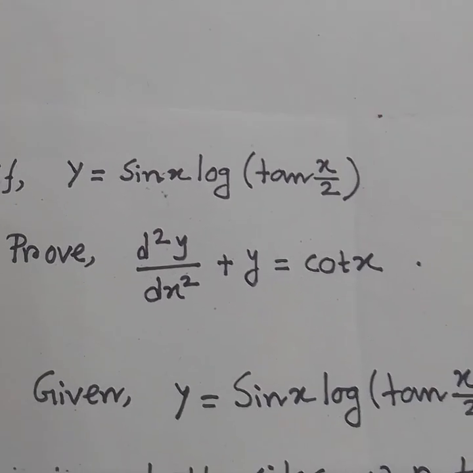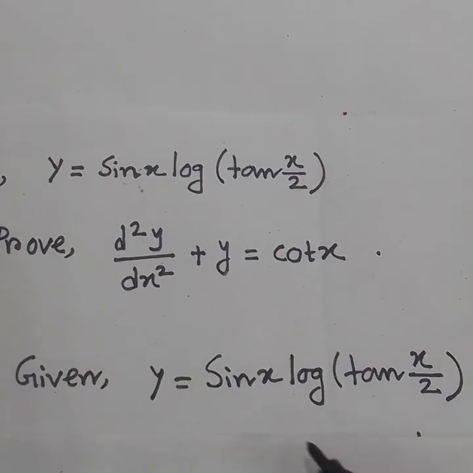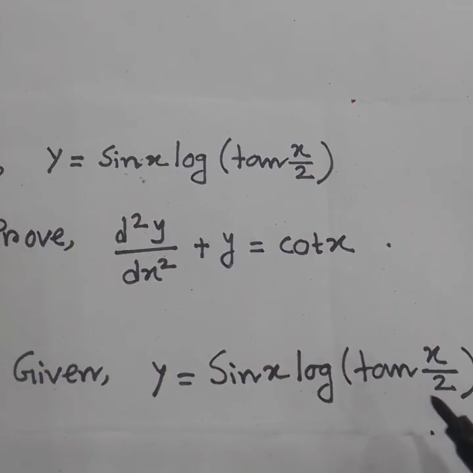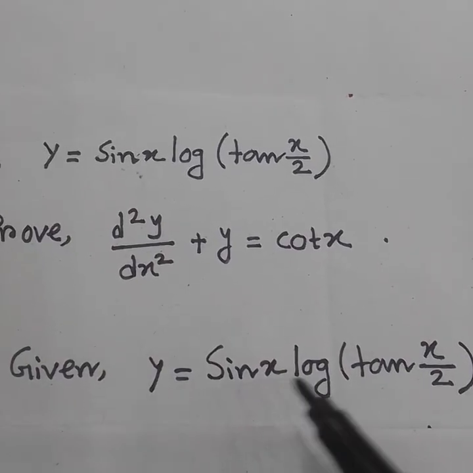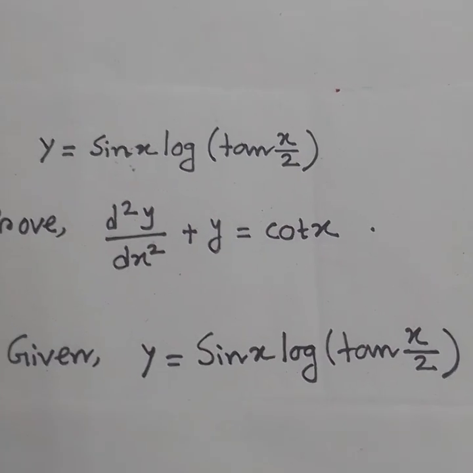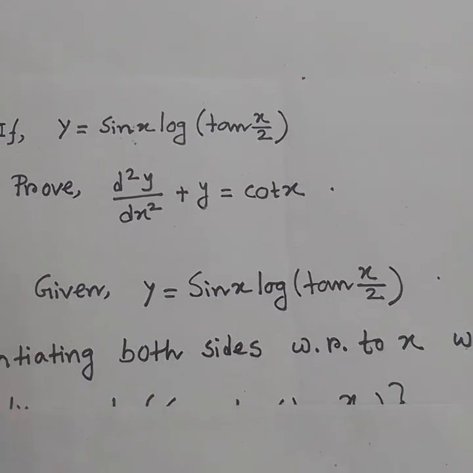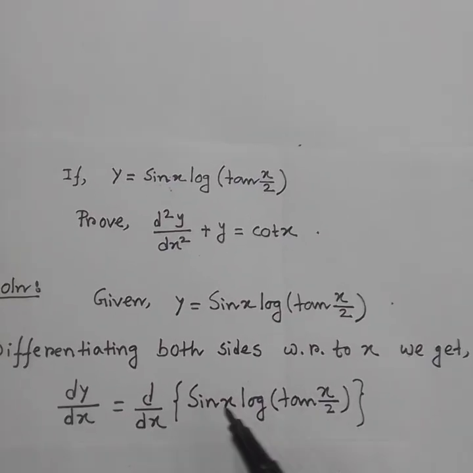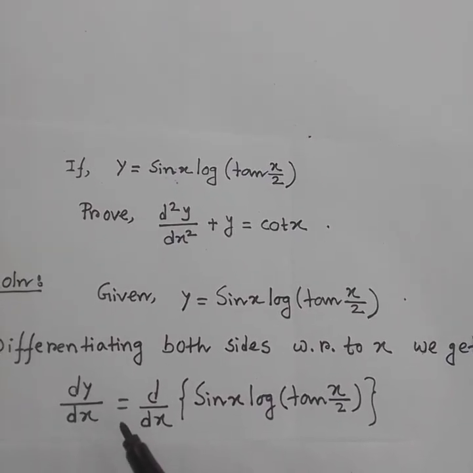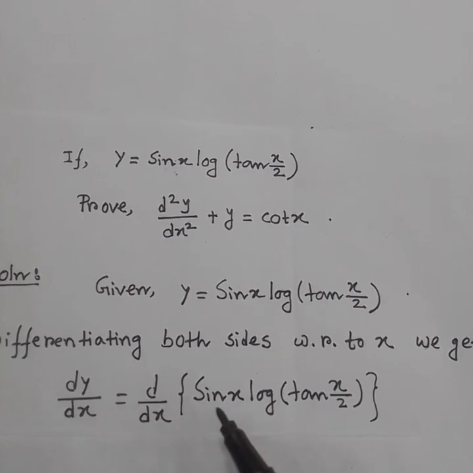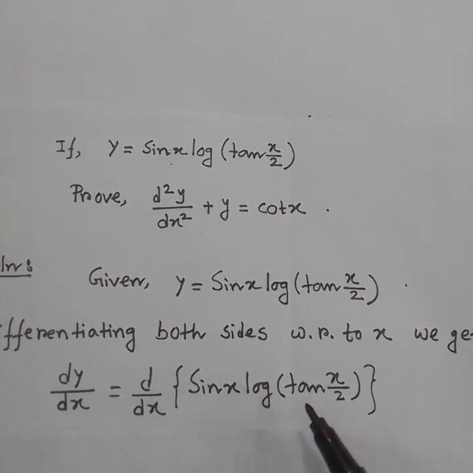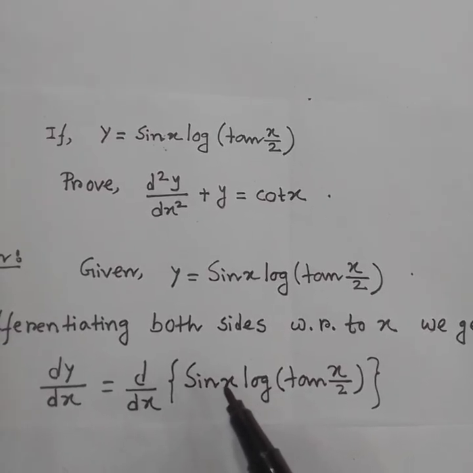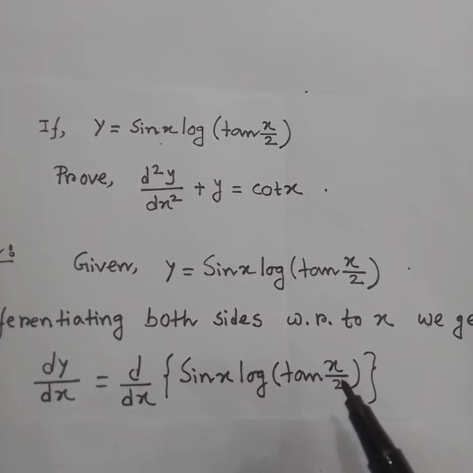First, we have given that y equals sin x into logarithm of tan x by 2. Now we will differentiate both sides with respect to x. So differentiating both sides with respect to x, we get dy by dx equals d by dx of sin x into logarithm of tan x by 2. So here we get two functions: one is sin x and another is logarithm of tan x by 2.